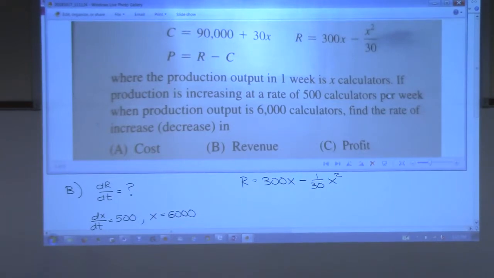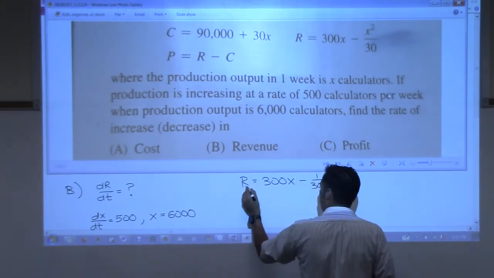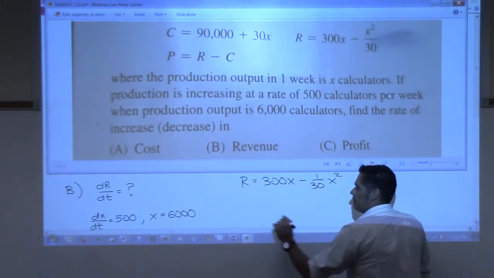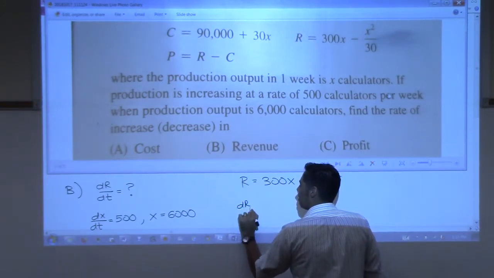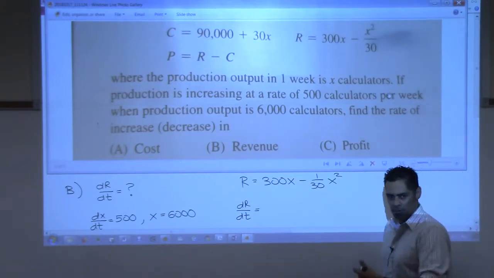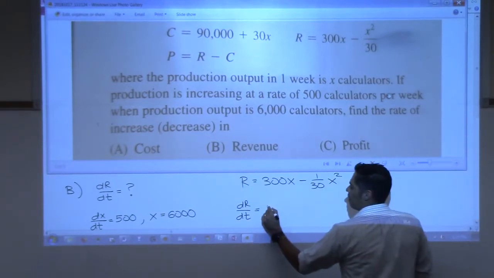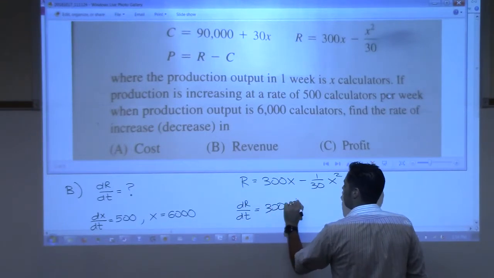Ready for the derivative? Okay, what's the derivative of r? dr dt, right? Why is it dr dt? Because we're differentiating with respect to time. Okay, what is the derivative? Be very careful. What's the derivative of 300x? 300 times dx dt.